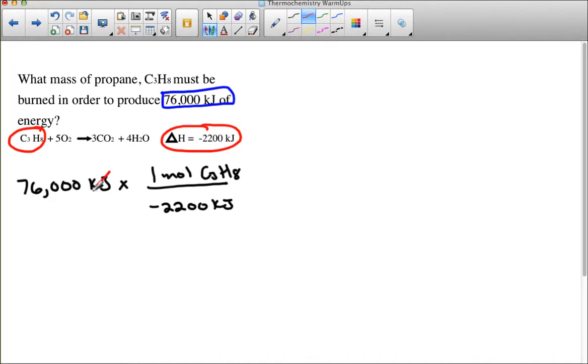So notice again, kilojoules will cancel. So now all I have to do is do the math. So I have 76,000. I'm going to divide that by the negative 2200. But in this case, I'm not going to worry about the negative. So I have basically 34.55 moles of C3H8.